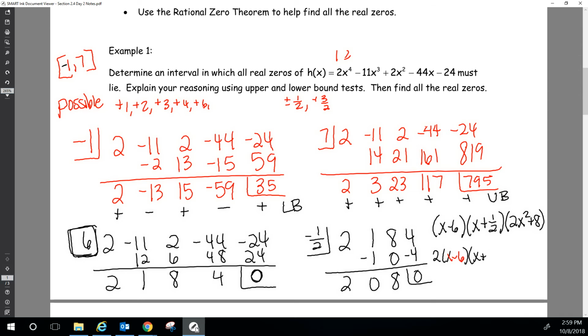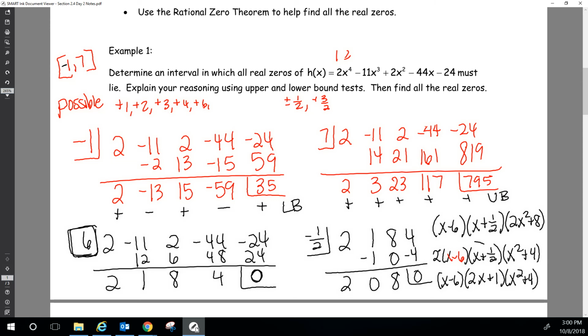Not sure why I just decided to go to red right there, but we'll take it. When I pull the 2 out, I have x squared left, and 8 divided by 2 would be 4. And what I'm going to do is use this 2 and multiply it times this binomial here, to get rid of that 1/2. So that would give me x minus 6. 2 times x is 2x. 2 times 1/2 would be 1. So this is my complete factorization.